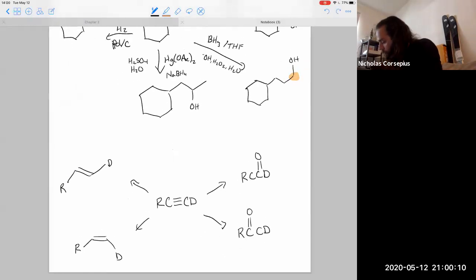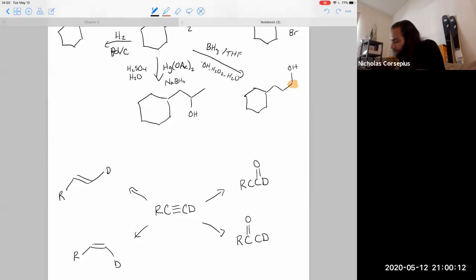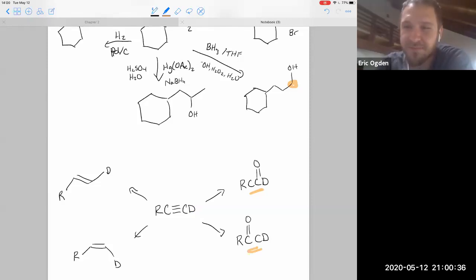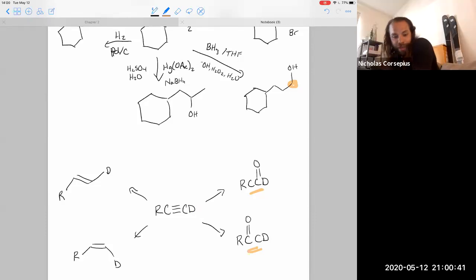Okay, now let's move to some alkyne reactions. This D is just like a hydrogen, but it's a deuterium, so we can keep track of where it moves when we do these two reactions over here. But how do we get carbonyl groups? You have to reduce them somehow, right? Yeah, it's a good guess.